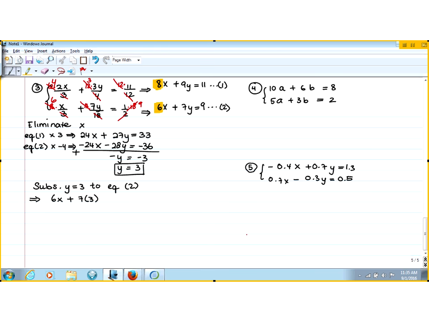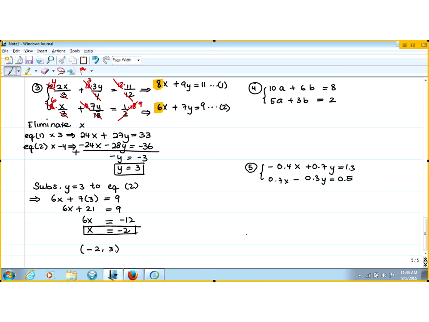So 6x plus 7 times 3 is equal to 9. So 6x plus 21 is equal to 9. Now what? Subtract 21 both sides. What is negative 12? So x is negative 2. Okay. So my solution is negative 2 comma 3. Yes? Okay.